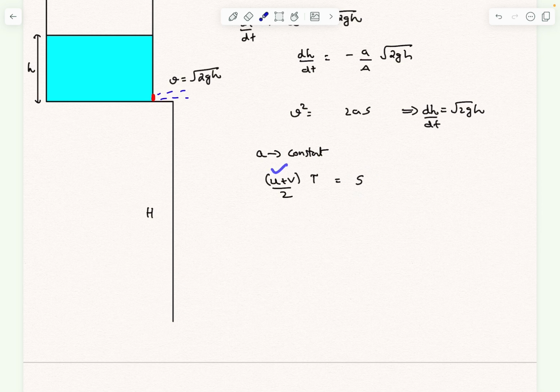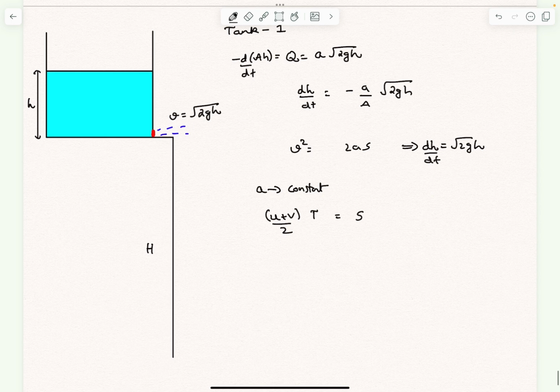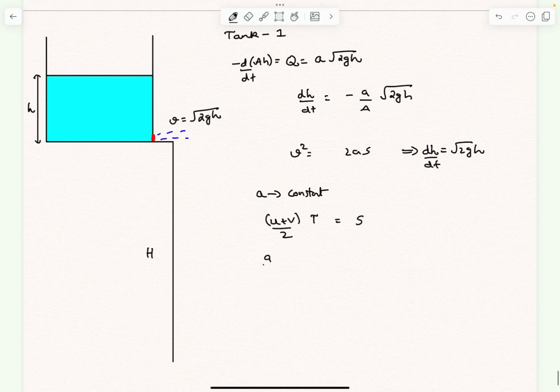All I need to know is the initial value of dh by dt, the final value of dh by dt, and the displacement. So in the first case, for tank number 1, what is the initial value of dh by dt? In terms of magnitude, it is small a by capital A times square root of 2gh. In the final case, guys, the entire tank is empty. Now, obviously, once the tank is completely empty, dh by dt would be 0, because there is no fluid going out.